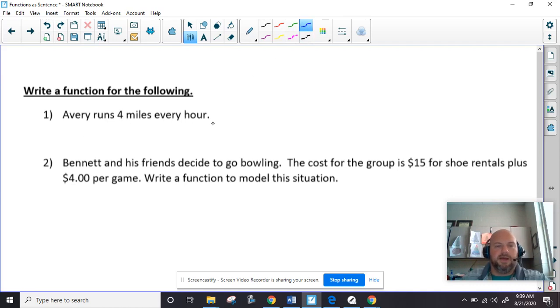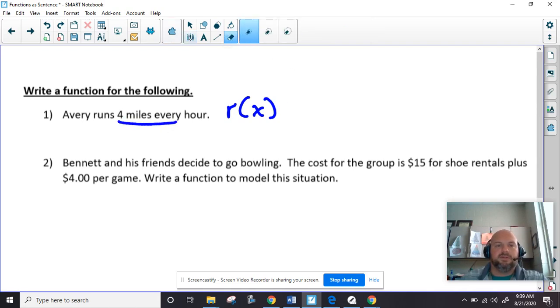Avery runs 4 miles per hour. Okay, so we could say R again of X. Okay, so 4 miles every hour. Well, that's our M. Okay, that's our every. That was our key word there.